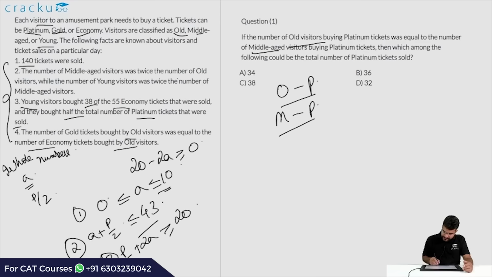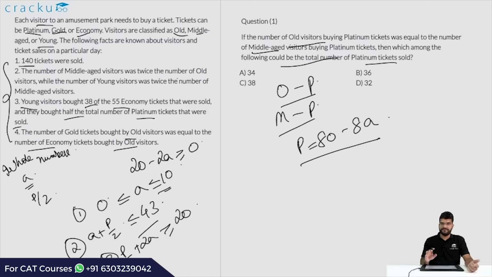So we know that P is equal to 80 minus 8A, and we are required to find out the total number of platinum tickets sold. Which of the following could be the total number of platinum tickets sold? Now, as we have discussed earlier, there are two variables, P and A. Here we are only given one more equation. So we can't really solve for P and A, but we can find a relationship between P and A, because there are two variables and only one equation.